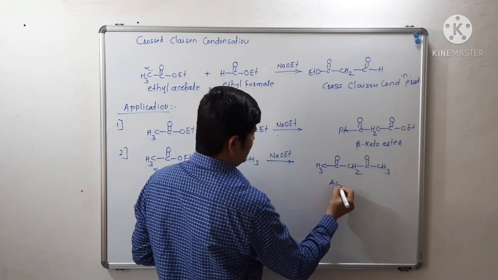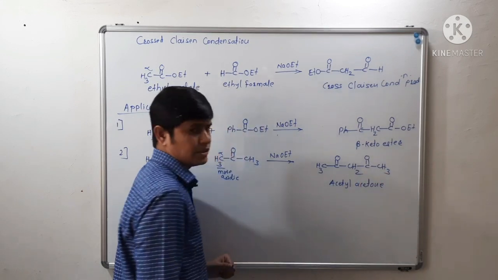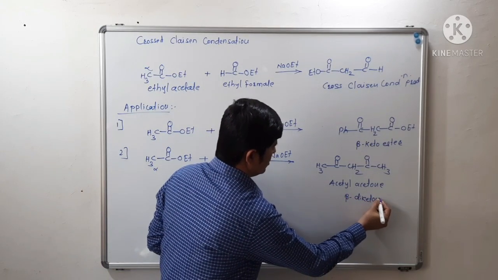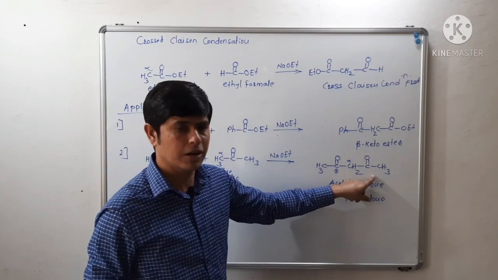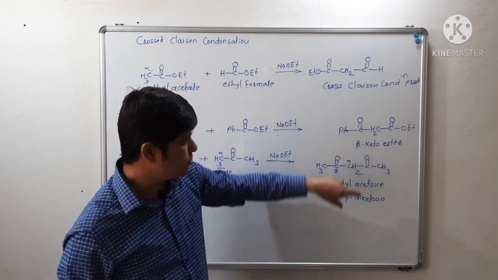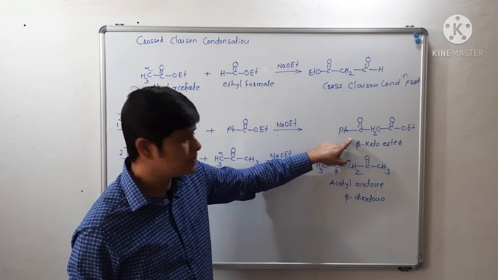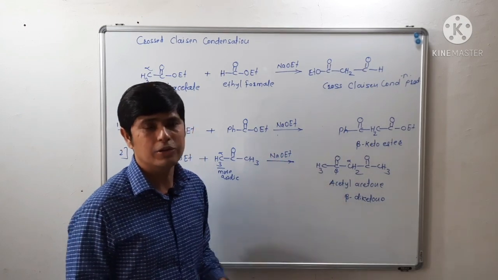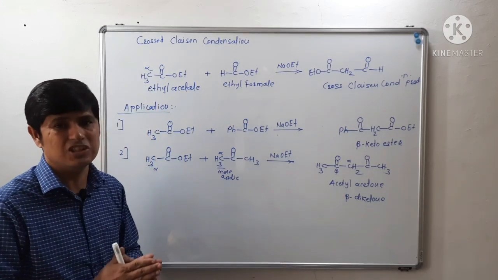See, this is acetyl acetone, or you can say it is a beta diketone. This is the alpha carbon, and this is the beta carbon with respect to this carbonyl group. So we can synthesize beta keto esters by the cross-Claisen condensation reaction, and we can synthesize beta diketones by the cross-Claisen condensation reaction. So this is the cross-Claisen condensation reaction.